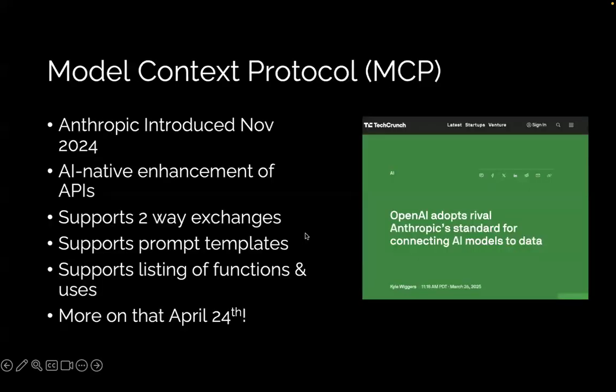So MCP now I've talked about for a little bit. What's cool is literally just yesterday, OpenAI, I was hoping they would do this, decided to adopt this. So Anthropic came up with it in November. They published it in November of last year. It's an AI native enhancement of APIs. It's not the only way to do this. It's just turning out to be such a good idea, even though it's still a work in progress. It does so much good stuff.